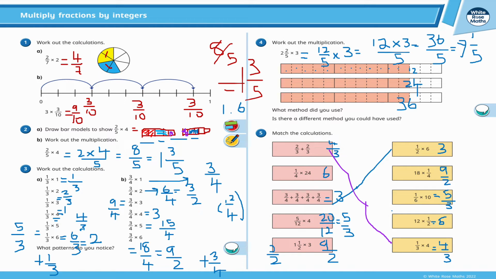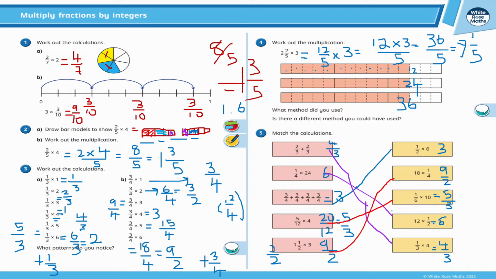That one goes there, okay. That one's been done already. Okay, that one goes here, and then this one goes here, guys. Okay, so I'll work them out separately and then I'll match them up.